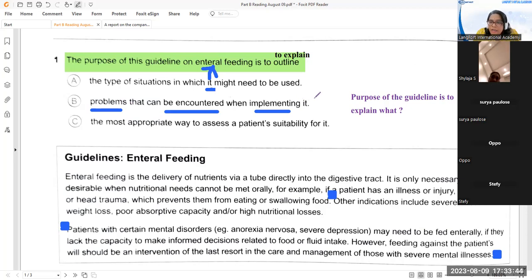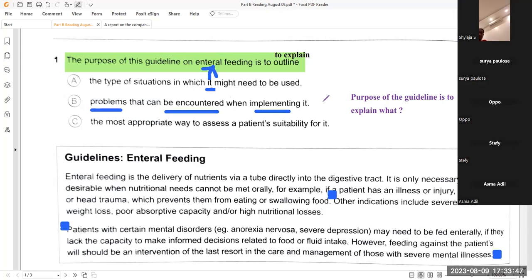Nothing is there, ma'am. Okay. Others, Steffi, what do you guys think? Anu, what do you think? Asma, have they mentioned problems? No. So we are rejecting it. Next option, Surya.